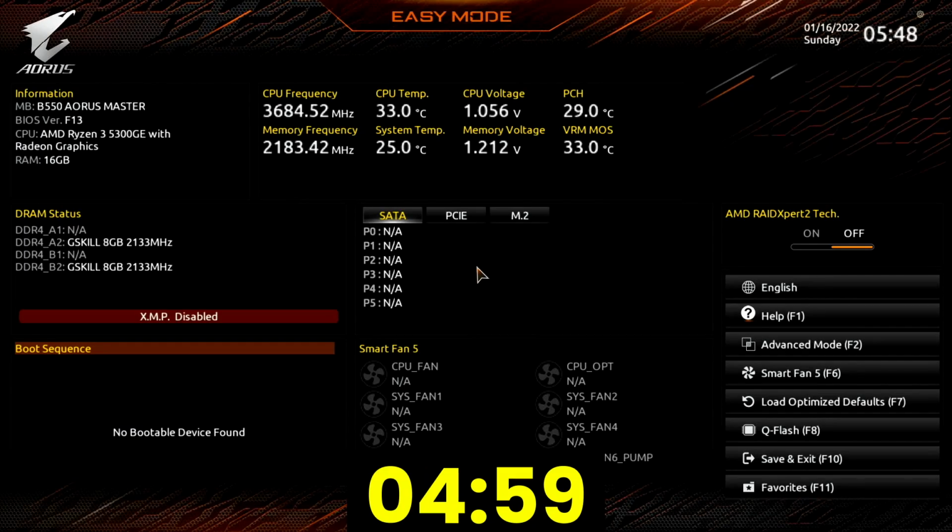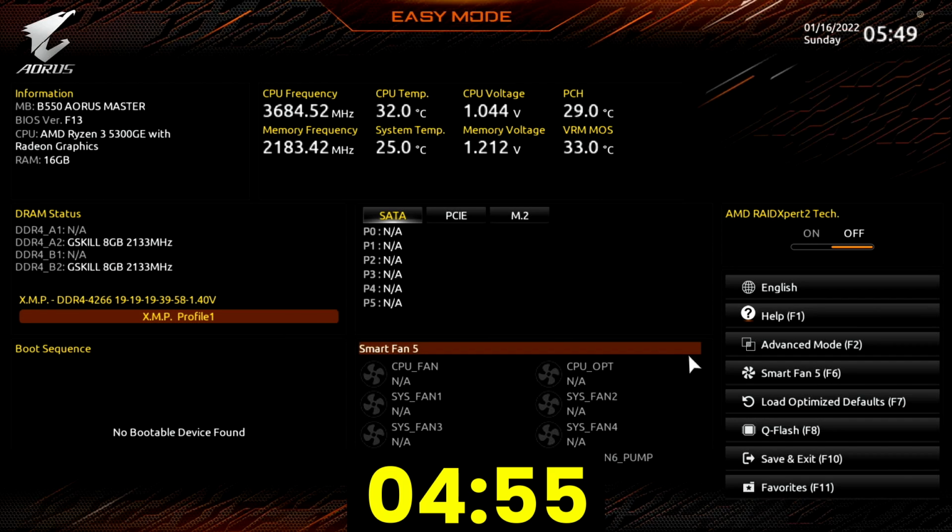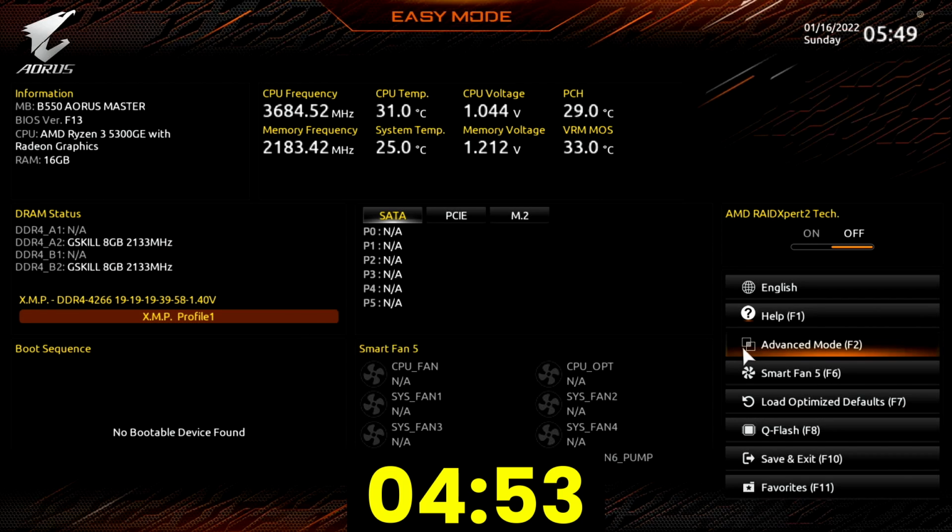When you've entered the BIOS, in easy mode, set XMP disabled to XMP profile 1. This enables the use of the Intel Extreme Memory Profile 2.0 technology and will make the DDR4 memory run at its rated speed of DDR4 4266 with cache latency 19 and 1.40 volt.